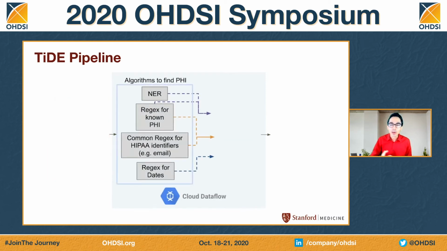Then we launch several algorithms in parallel. The first one is named entity recognition. We are using Stanford CoreNLP. There is no training on clinical notes, but it has been shown to have really good performance on these. And we launch a set of regular expressions to find the PHI we know, and a set of regular expressions to find common patterns such as dates.